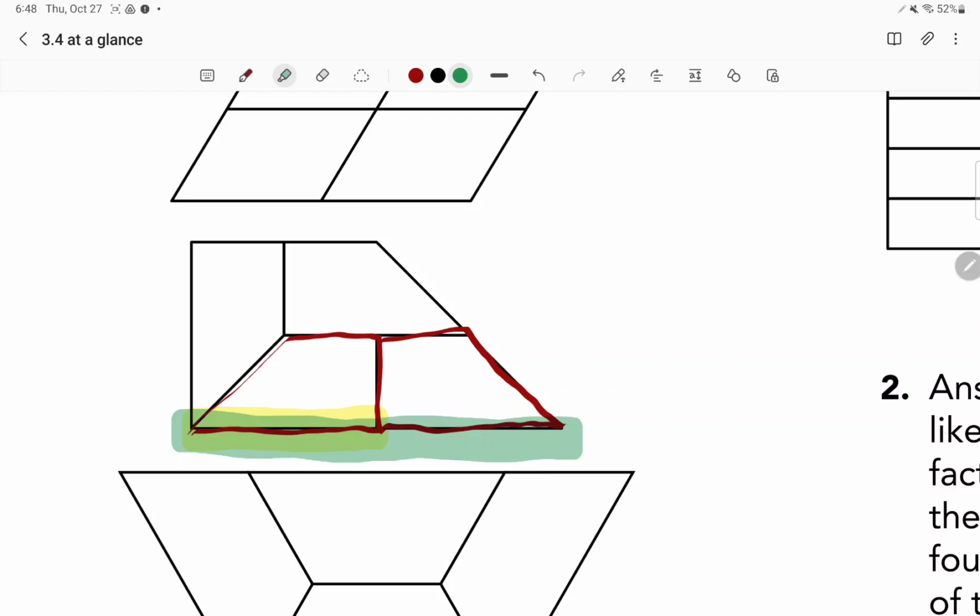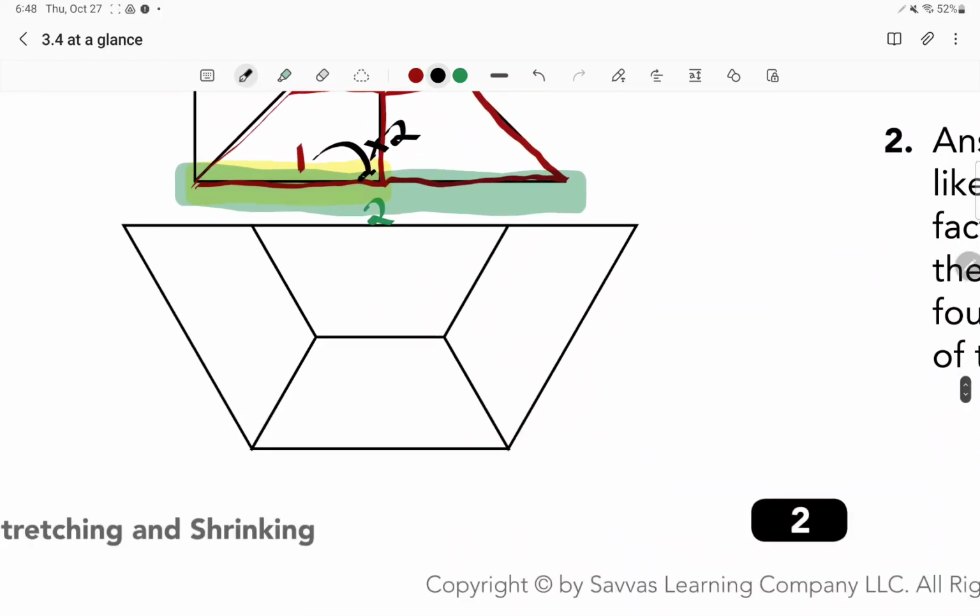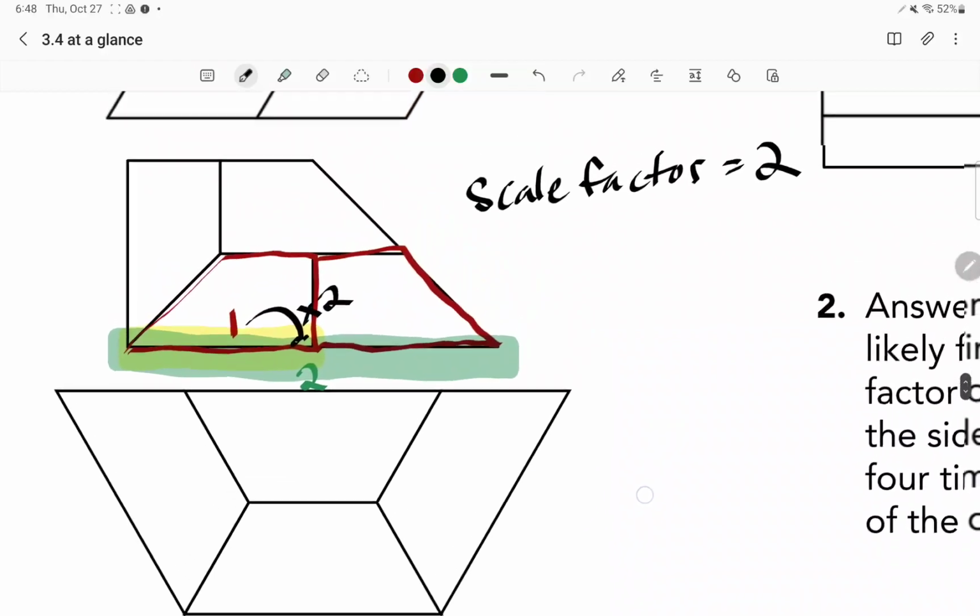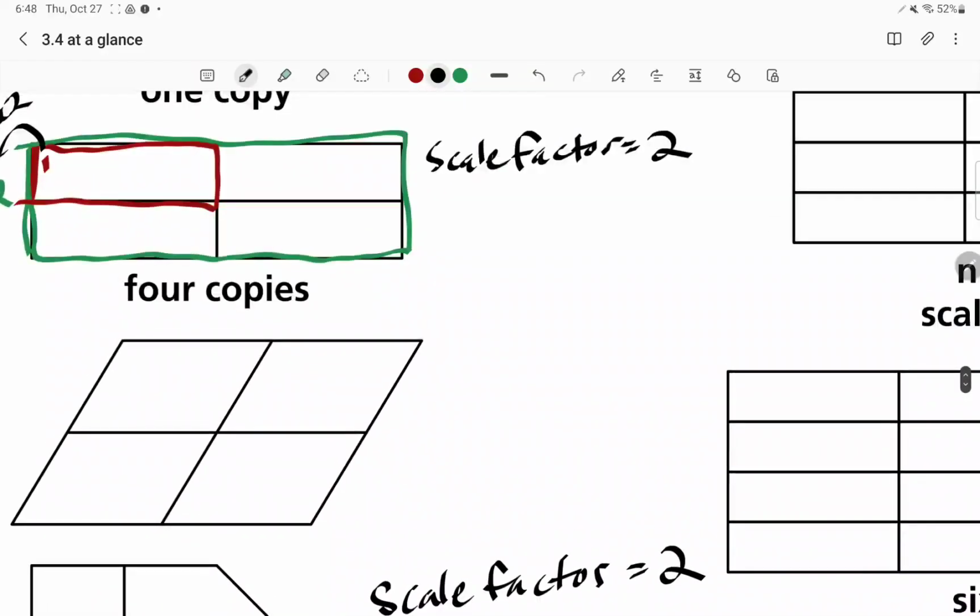Now we look at the scale factor. Well, let's say that this was 1 unit. Well, now the green one is 2 units. So this also has a scale factor of 1 to 2. So it has a scale factor of 2. Okay? And in fact, it's true for all of these that I have here. Those are all scale factors of 2.